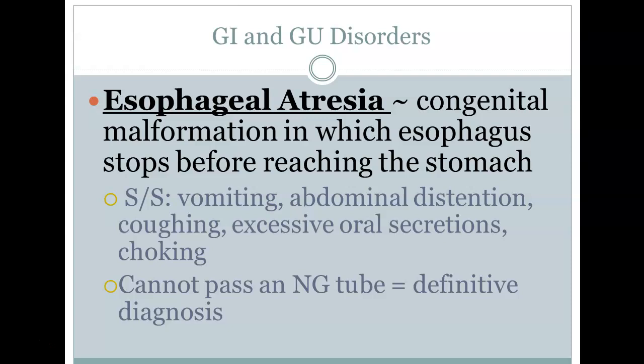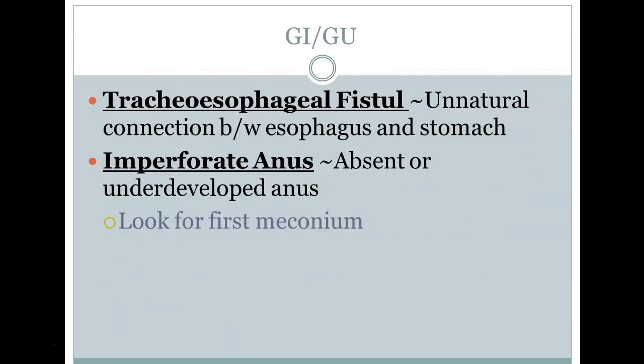Remember, we said anytime you disrupt the normal fetal formation, this can occur. These are things where connections don't reach their end point where they should be because they were stopped or abruptly ended before they were able to do so. Another condition is tracheoesophageal fistula, which is an unnatural connection between the esophagus and the trachea. Then they can have something called an imperforate anus, where they have an absent or undeveloped anus.